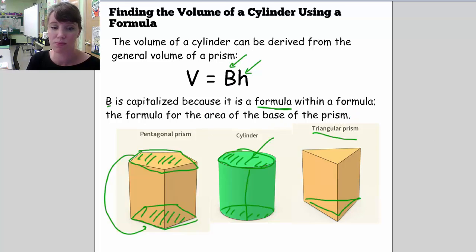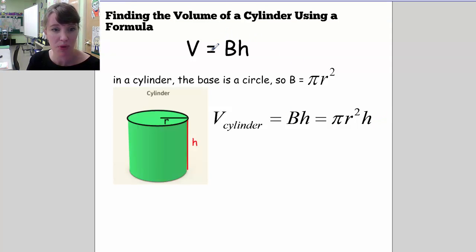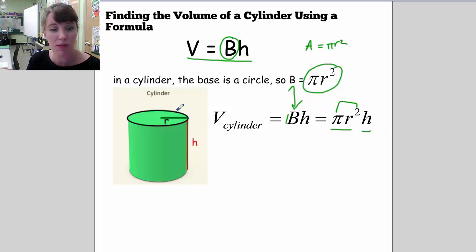So for a cylinder specifically, we can take this general formula, and instead of putting this capital B in it, we can find the area of its base, which is a circle. The area of a circle is pi r squared. So instead of big B times H, the area of the base times the height, we have pi r squared times H, because this B can be substituted with the expression pi r squared. Here is the area of the circle, that's the base, times the height of the cylinder.